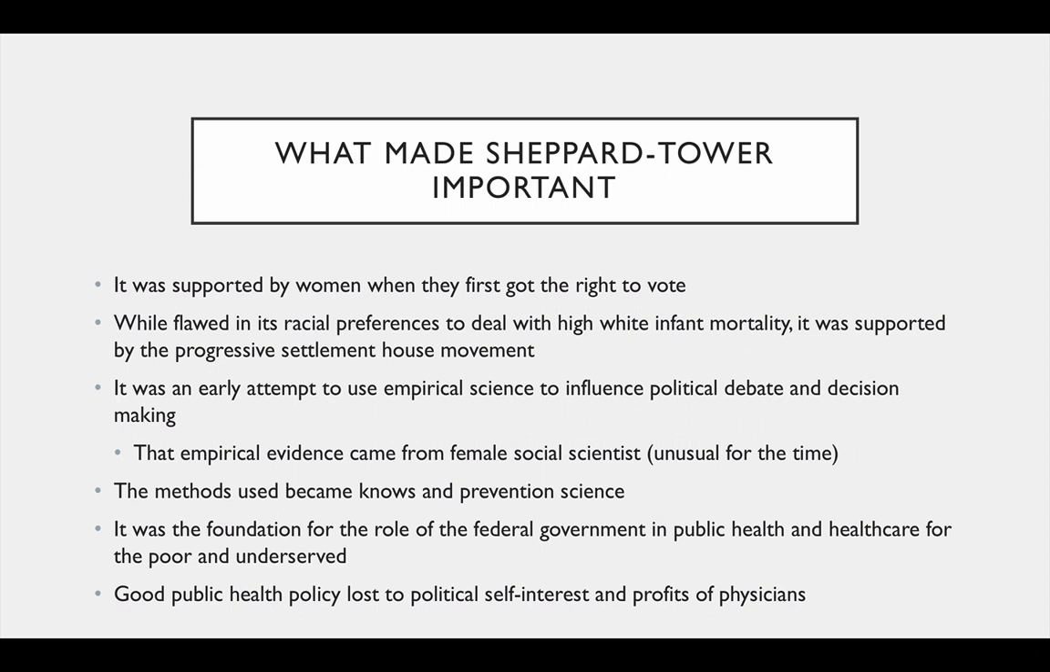The methods they used became known as preventive science. It was the foundation of the role of the government in public health and health care for the poor and the underserved, and it was really the first time that the government put money behind prevention, and that we looked at preventing disease rather than treating it after somebody already had it. So what they really wanted to do was prevent. Good public health policy lost to political self-interest, though. And it all became about profits for physicians and not about what was good for the public health.